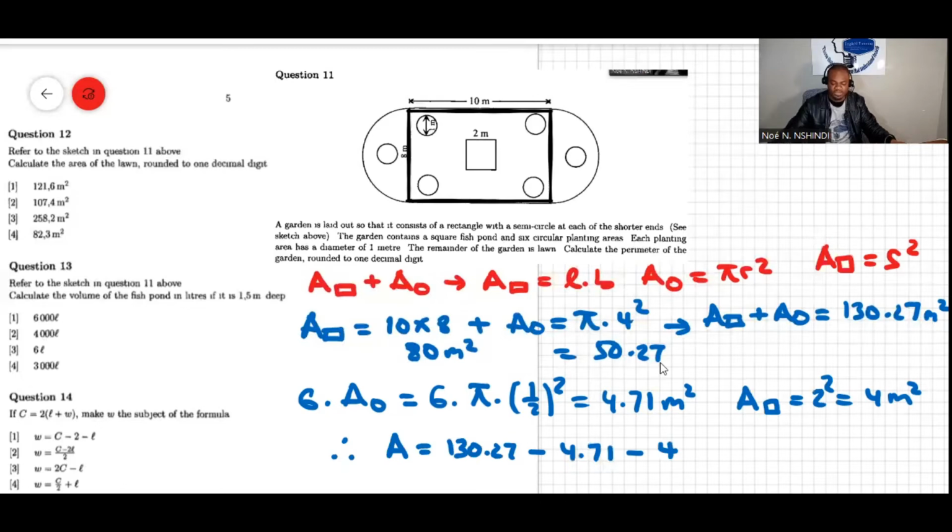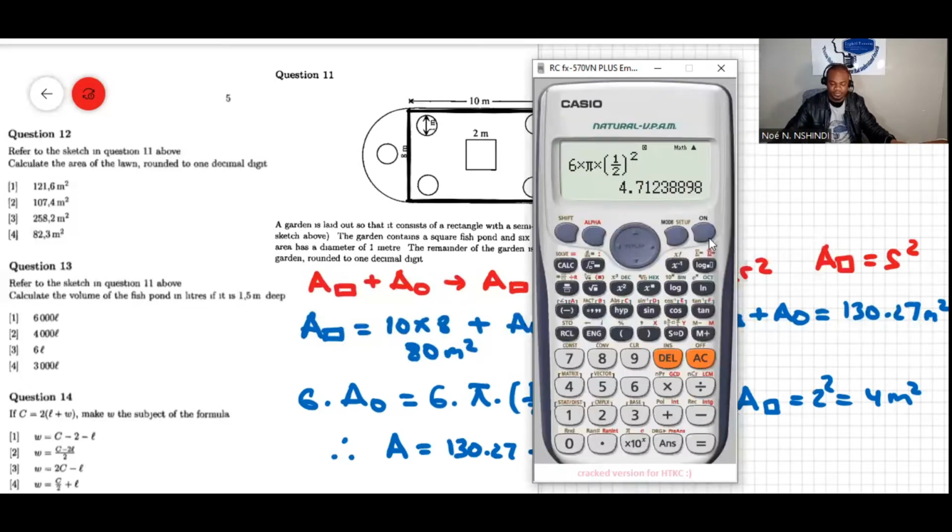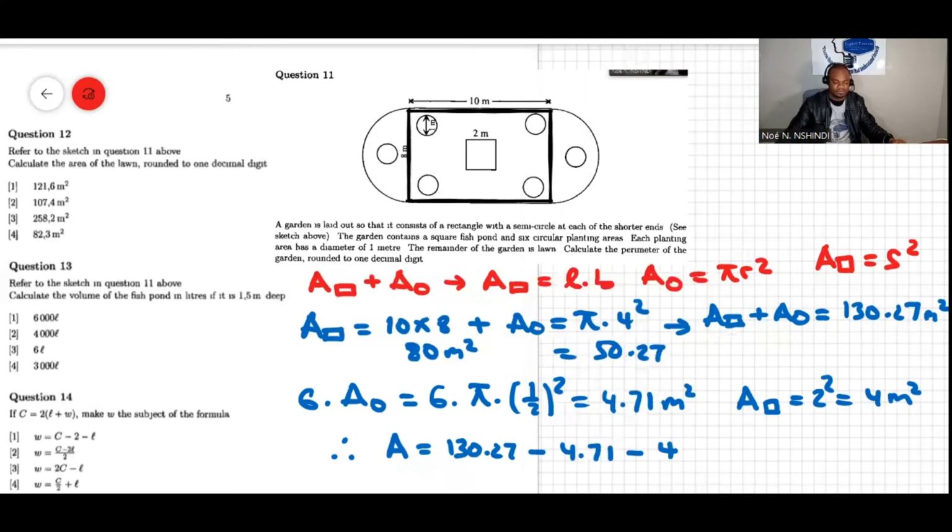So let's use a calculator. 130.27 minus 4.71 minus 4 and hit equal, and we press SD there. This is equal to 121.56, which to one decimal place is going to be 121.6, which is as we can see, alternative 1.